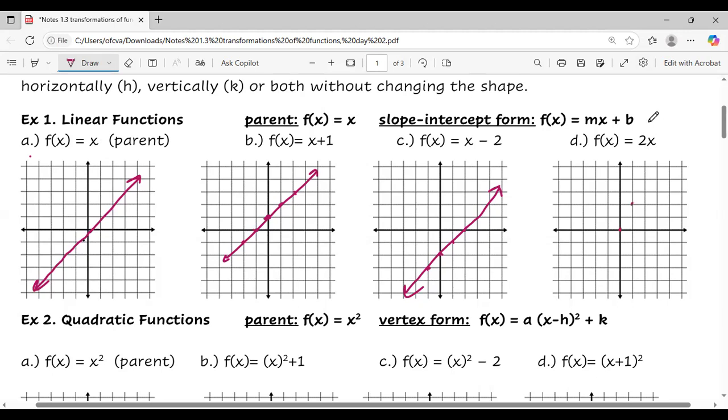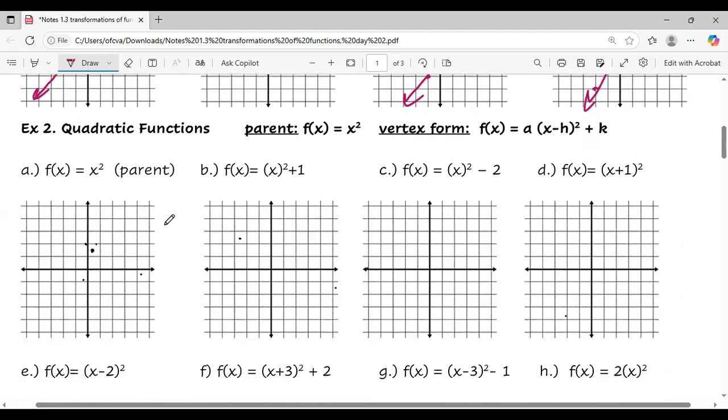So it's 2 up, 1 to the right, or you can go 2 down and 1 to the left, because a negative over a negative is still going to give you a positive slope. And this is what that line looks like. There we go. So that's the transformations for the family of linear functions that happens to be a line for your parent graph f of x equals x.